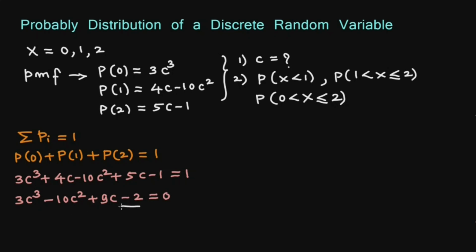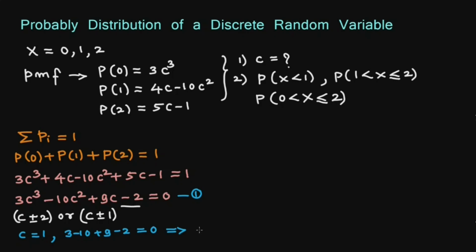From this constant term, we know that c plus minus 2 or c plus minus 1 could be its factors. By the remainder theorem, if we put c equals 1 in this equation 1, then we get 3 minus 10 plus 9 minus 2, which is 0, and this implies that c minus 1 is a factor of this cubic polynomial. For finding the remaining two factors, we will use synthetic division, in which we will put c minus 1 equals 0 to get c equals 1.